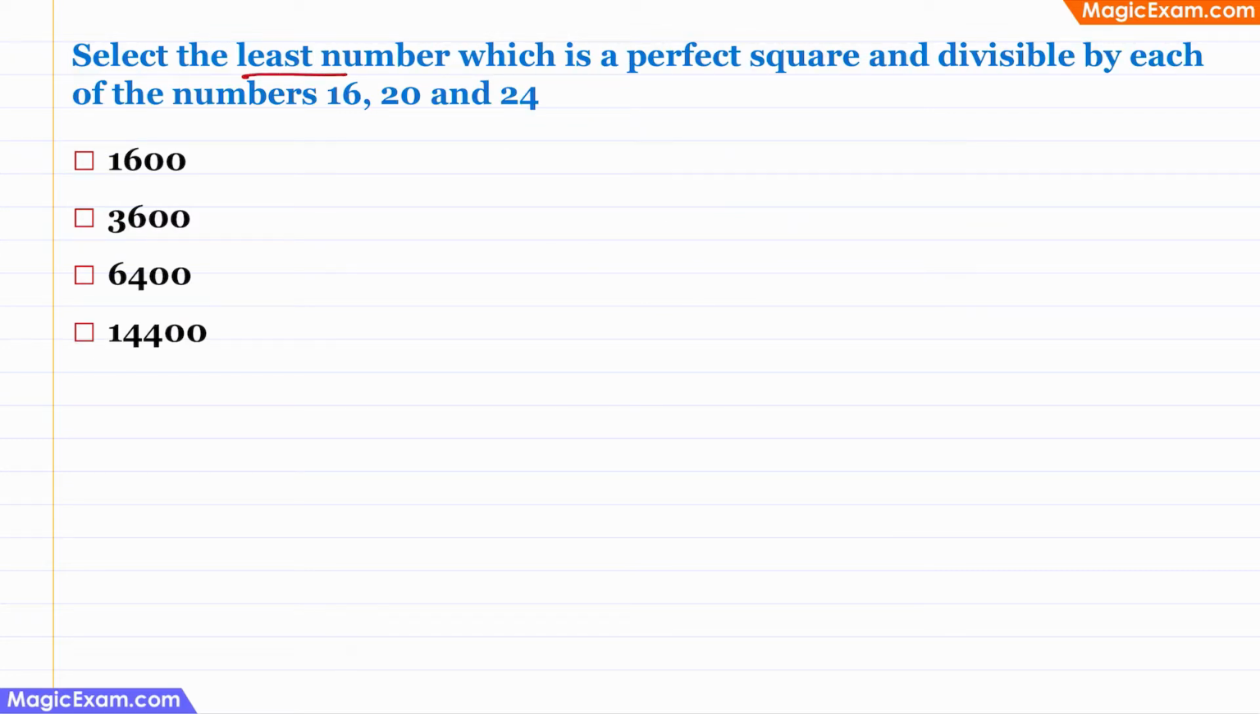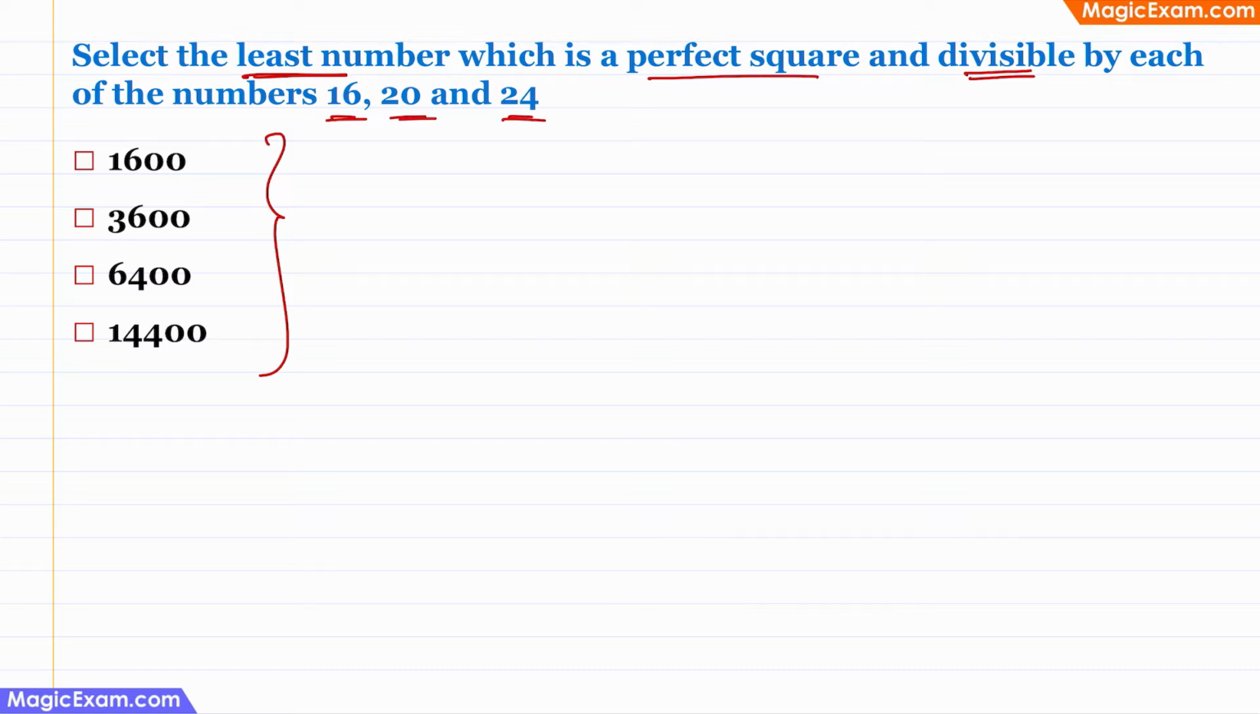Select the least number which is a perfect square and divisible by each of the numbers 16, 20 and 24. So we have to see which of these numbers are perfect squares and which of these numbers is divisible by 16, 20 and also 24.